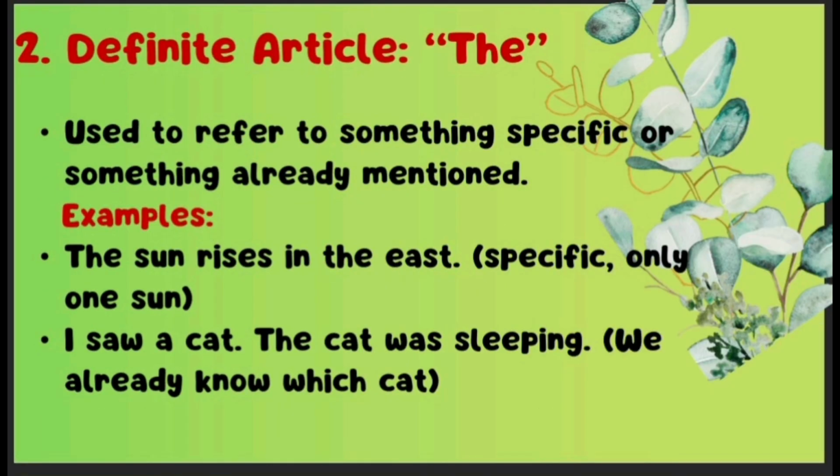Second type is the definite article: the. This article is used to refer to something specific or something already mentioned. When we are specifying something or something unique, only then do we use this article. The sun rises in the east. Specific, only one sun. There is only one sun, and we are specifying that sun. That is the reason we use the article before it.